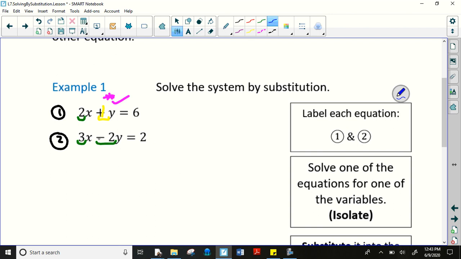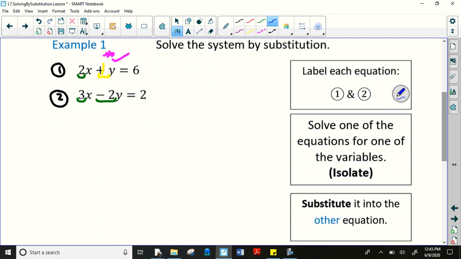So if we look at this, our first equation has a y that's got a 1 in front of it. It doesn't matter if it's x or y. It does not matter. It's nice to find one that has a 1. So what we're going to do is take our first equation and solve it for the variable that we're going to isolate, which is the y.